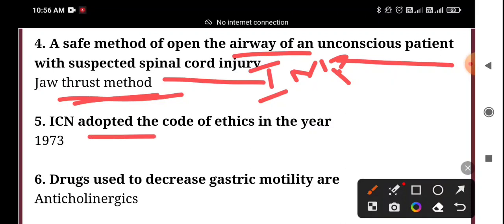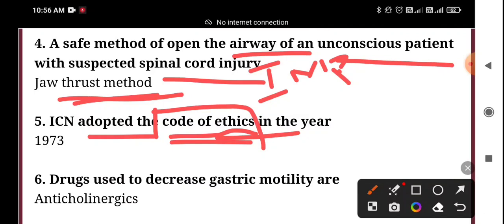Okay, so coming to the next question. ICN adopted the code of ethics in the year. ICN means International Council of Nurses. So they adopted the code of ethics in 1973.